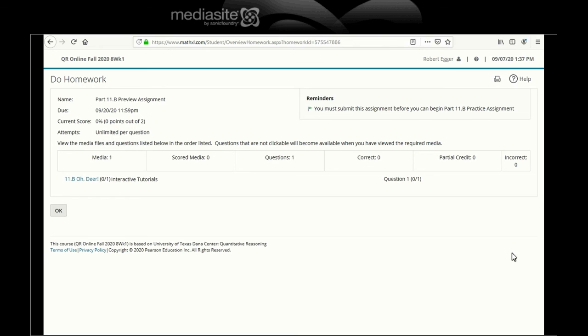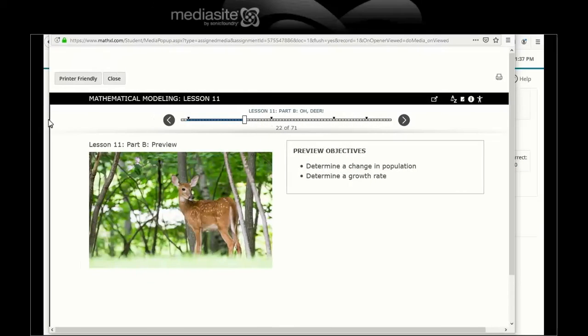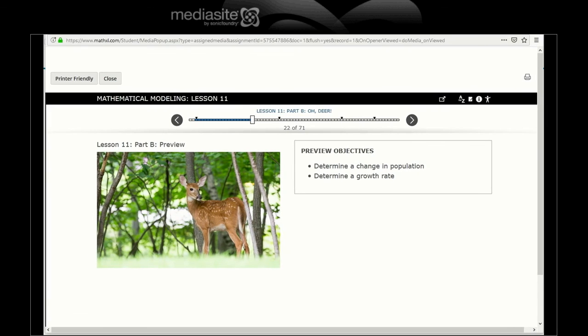With no further ado, there is only one question to do. That's good. Hope there's not 20 parts to it. So let's do the interactive tutorial. Now, we started talking about logistic curves in the last lesson, so this may very well have more logistic curves in it. Maybe. So let's see, the preview objective: determine a change in population and determine the growth rate.